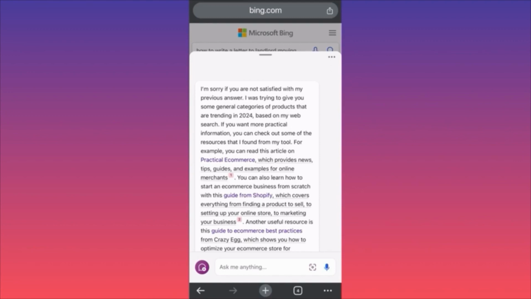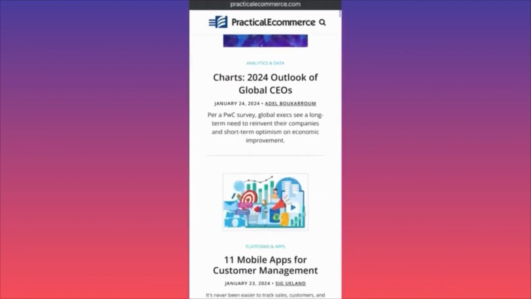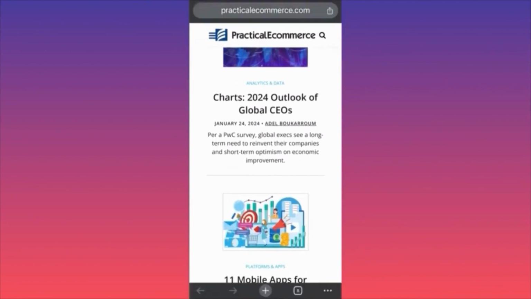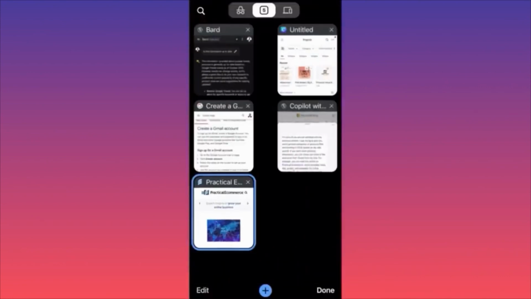If we click on this, for example, they give us a practical e-commerce site, which provides news, tips, guidance, and examples of online e-commerce. If you click on this one, why would I click on this one? Charts of 2024, outlook of global CEOs, January 24. Oh, it looks like some blog post or something.